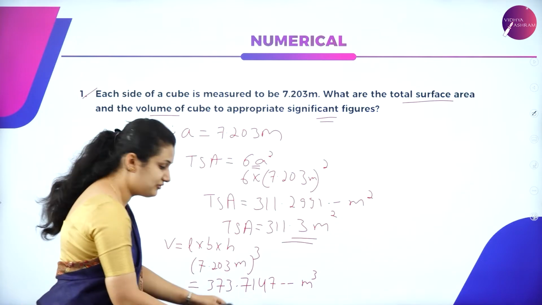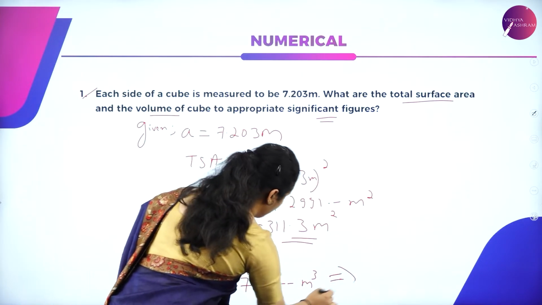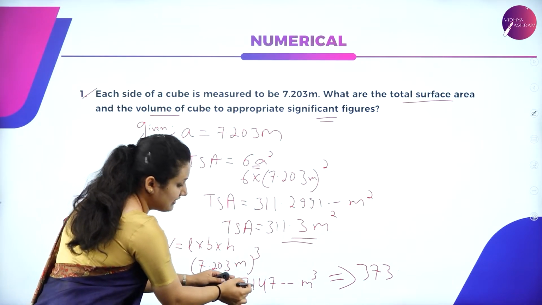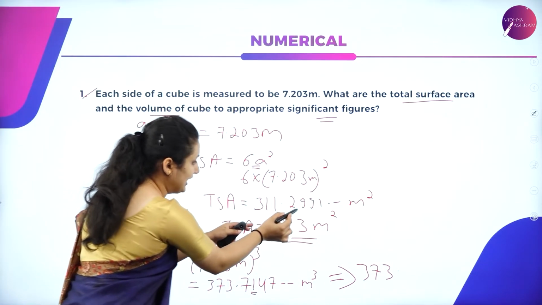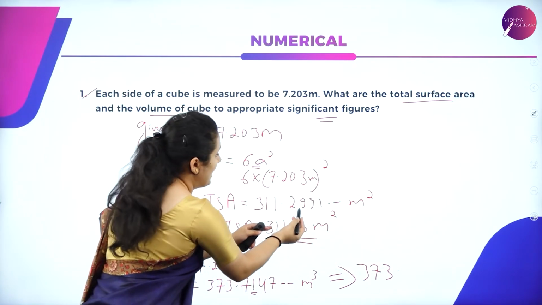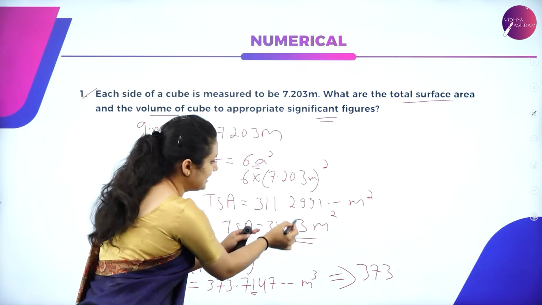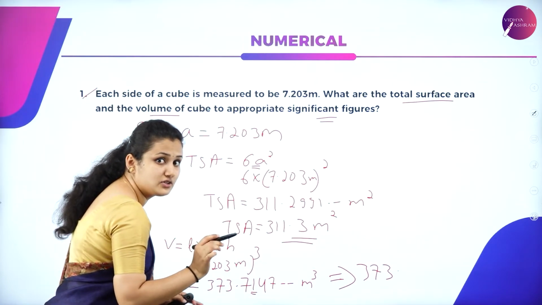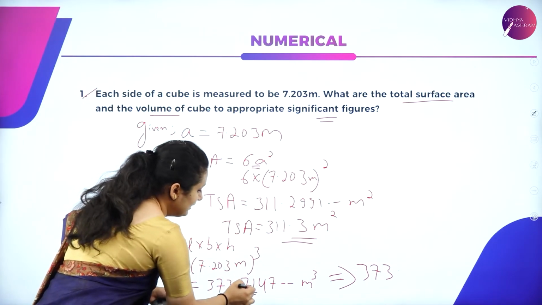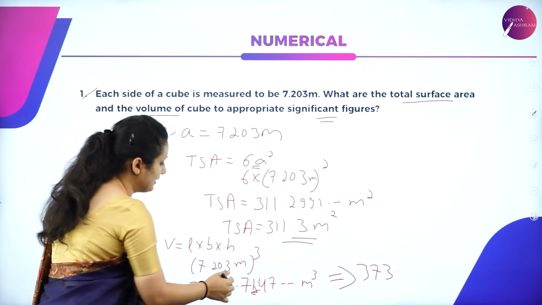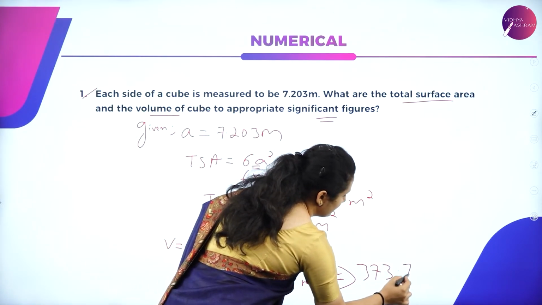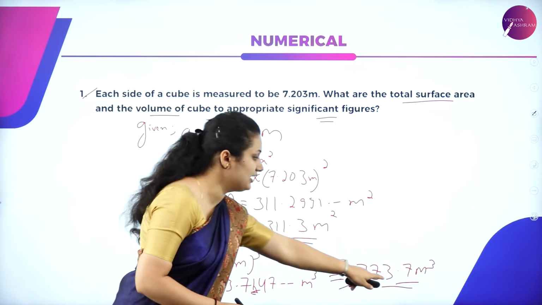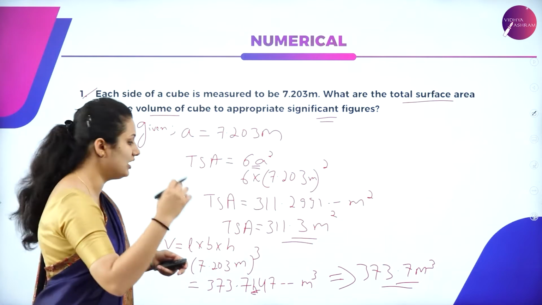So how will you round off this significant figure now? 373 point. After point consider. After 7 you have 1 here. You had 9 which is greater than 5, so you added +1 to the preceding term and wrote it as 3. Here you have 1. 1 is less than 5, right? So 1 is not close to 5. So you will drop this 1 and write 373.7 meter cube.